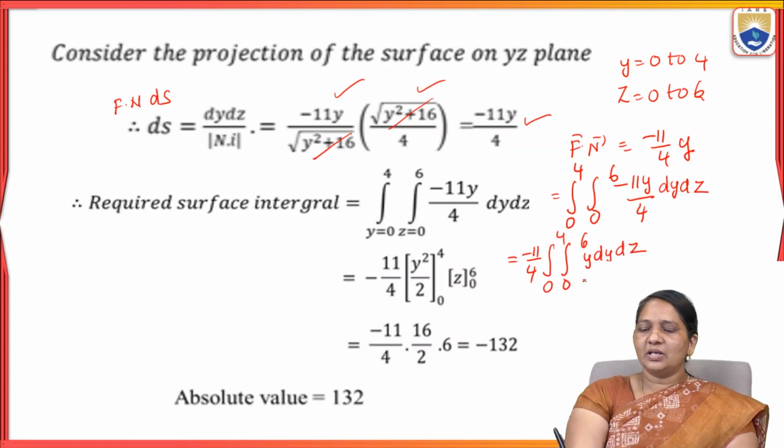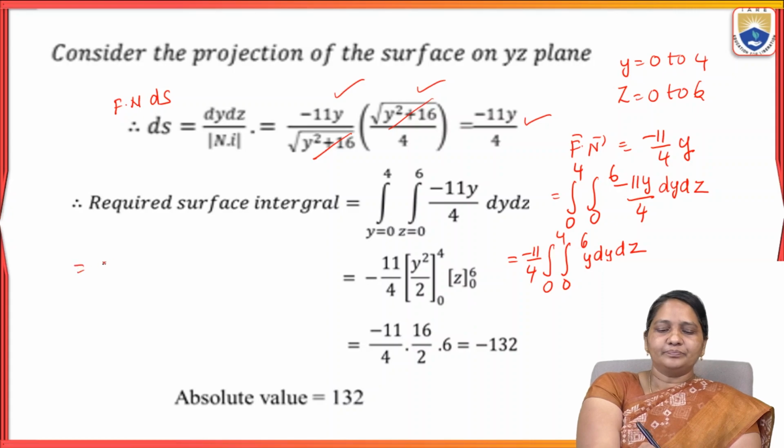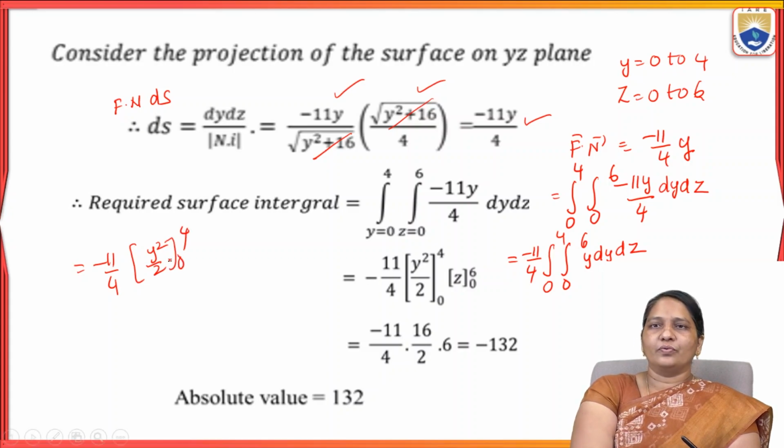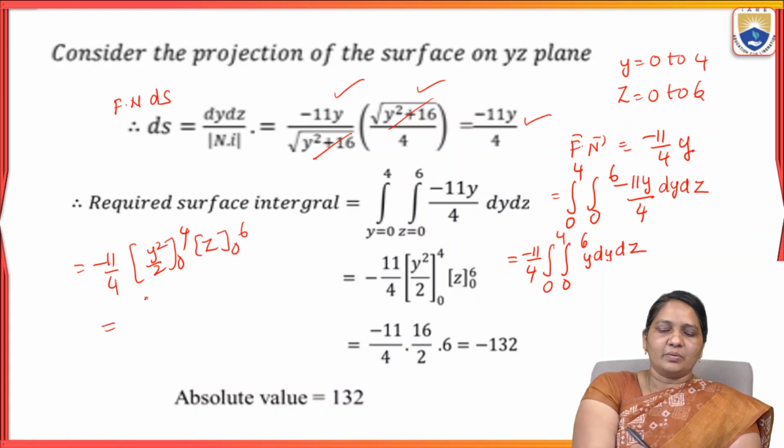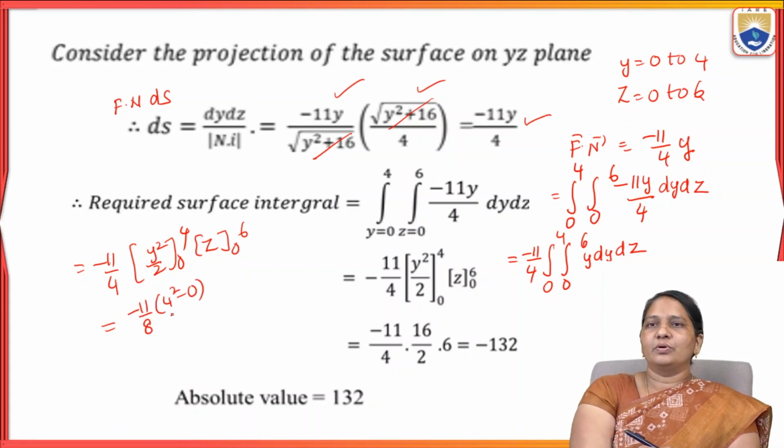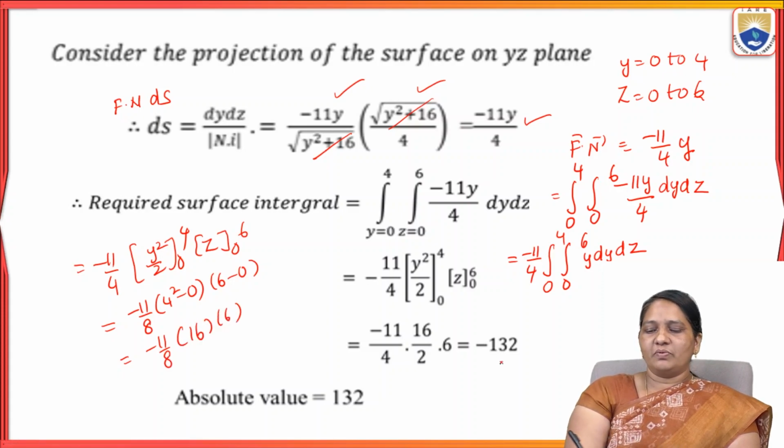So the integral of y is y square by 2, limits 0 to 4, and the integral of dz is z, limits 0 to 6. Now we are replacing here: minus 11 by 8, so 4 square minus 0, and here 6 minus 0. So minus 11 by 8 into 4 fours are 16 into 6. When simplifying that, we are getting minus 132.